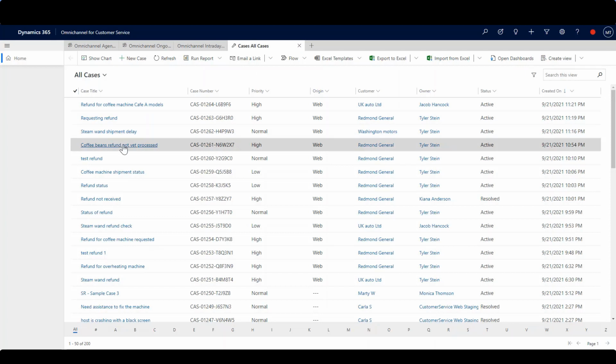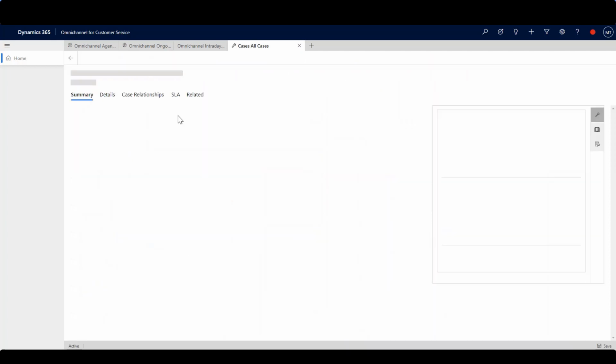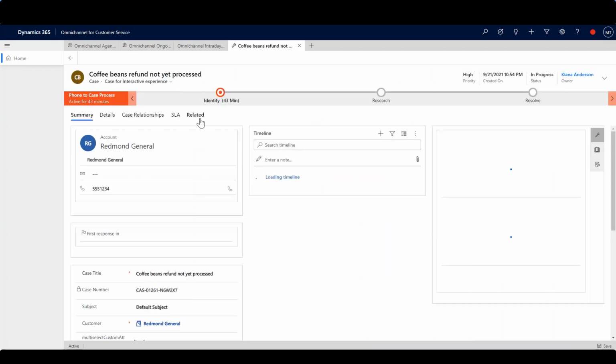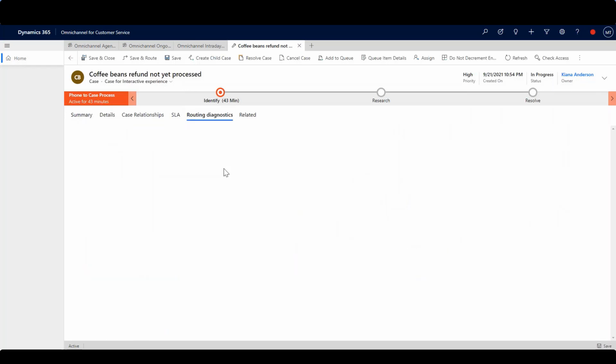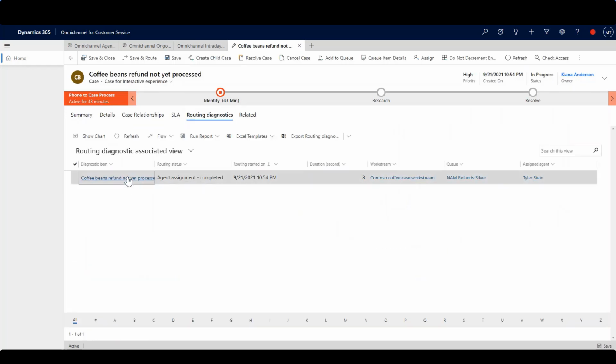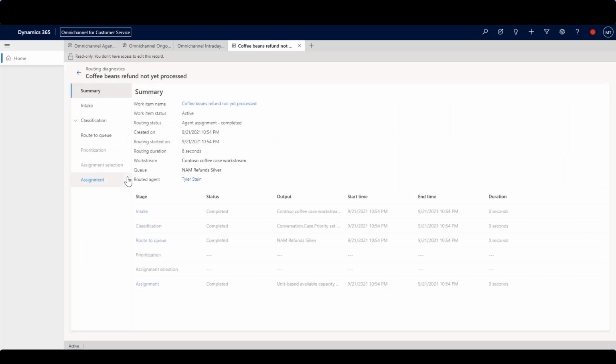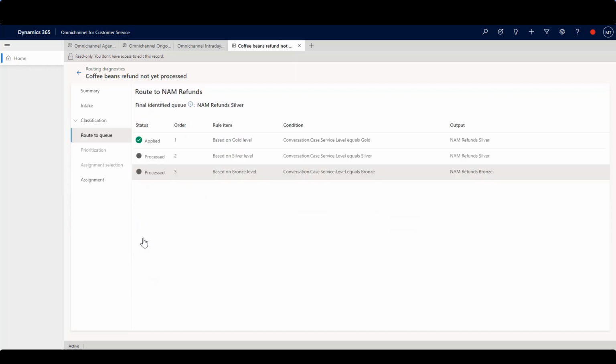Fresh from that training, Monica opens the case and navigates to the diagnostic record under related. She notices that the case in question was initially routed to a different queue than expected. Digging into rules that were applied, she discovers that after identifying skills required for this case, the route to queue rule set that was applied is setting the output queue to the regular refunds queue instead of the gold refunds queue. She verified this behavior for a few other cases as well.